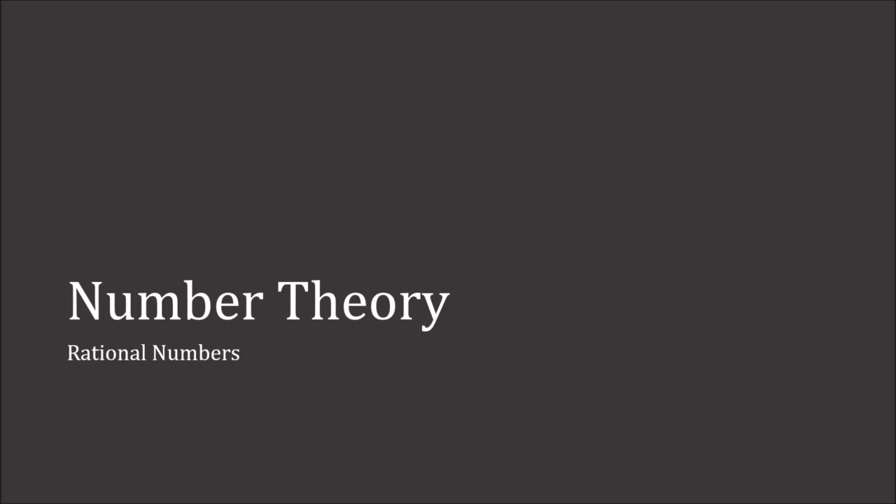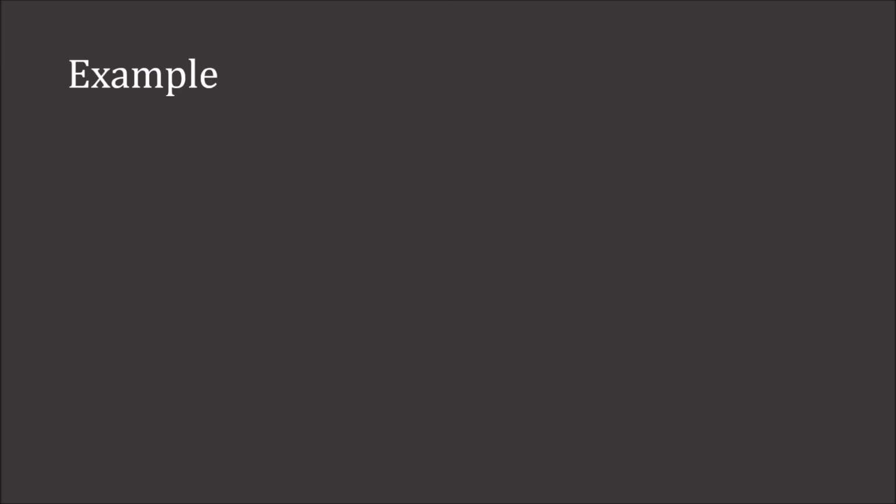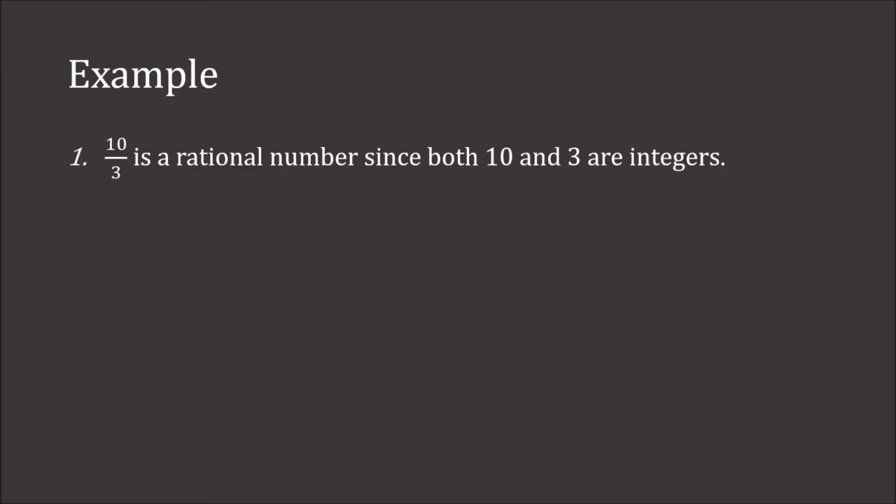We continue our study of number theory by now looking at rational numbers. So, a real number r is rational if and only if there exist integers a and b such that r is equal to a over b and b is not equal to 0. A real number that is not rational is said to be irrational. So let's look at several examples.